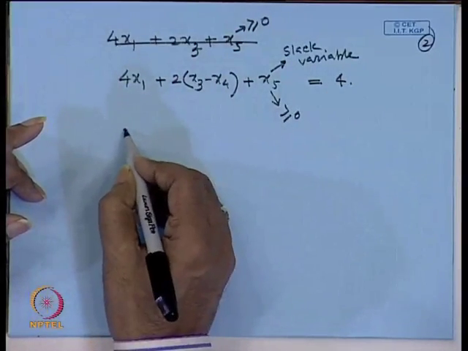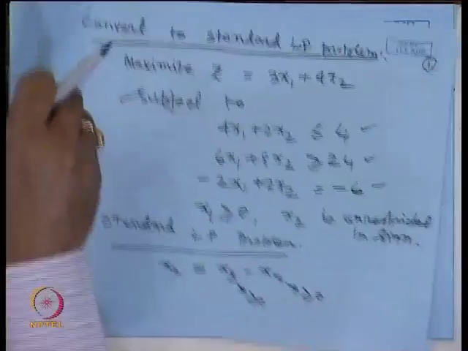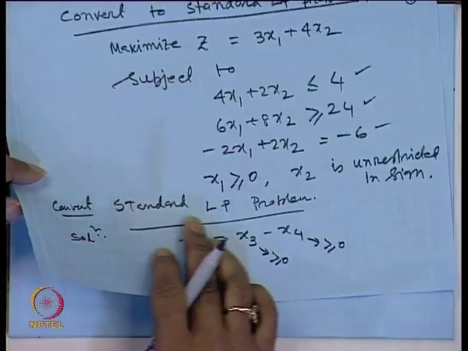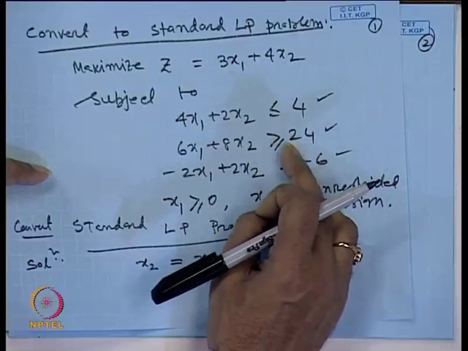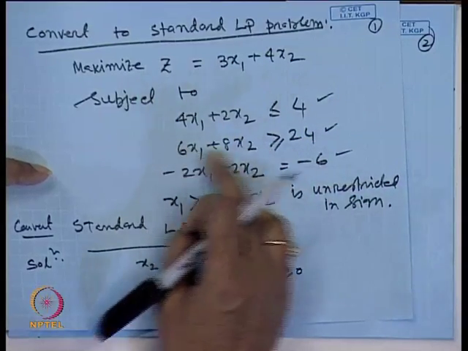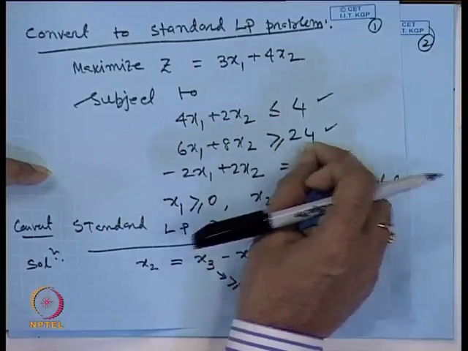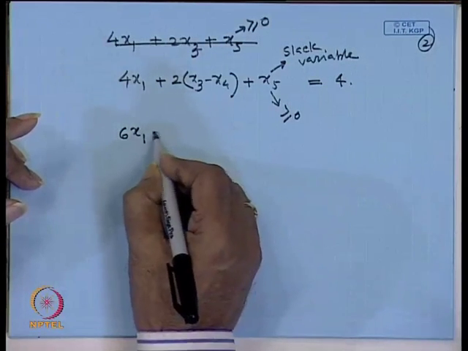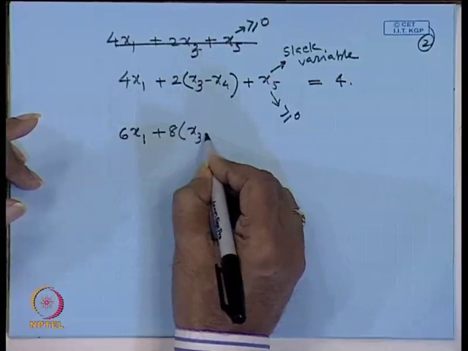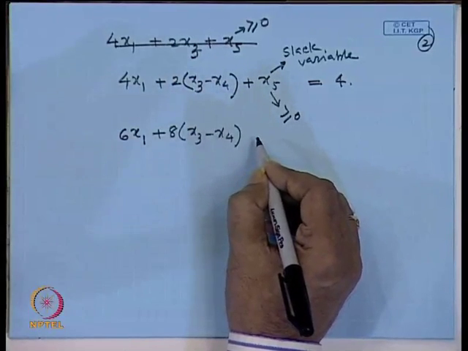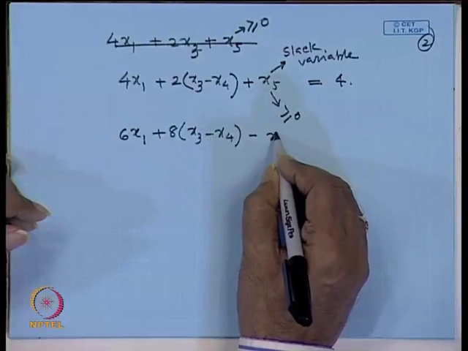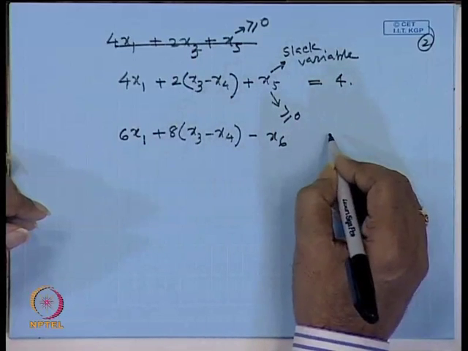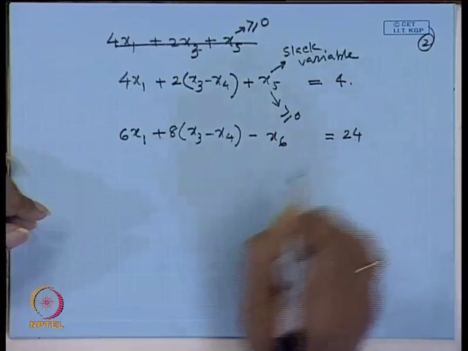Next equation, if you see, this is 6 x 1 plus 8 x 2. So, x 2 will be replaced by x 3 minus x 4, and it is greater than or equal to 24. Greater than or equal to indicates that the right hand side quantity is positive, so I have to subtract something from the left hand expression so that it becomes equal to 24. So, it is 8 into x 3 minus x 4, and I have to subtract some positive quantity. We have gone up to x 5, so I will put x 6, agreed? I will write this equal to 24, but there is some problem here.